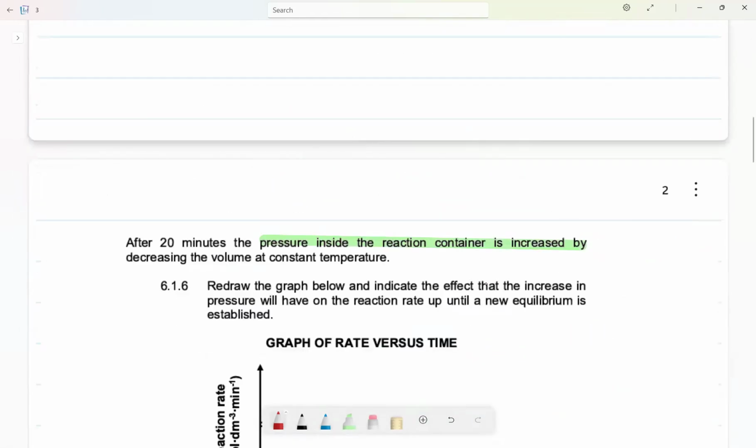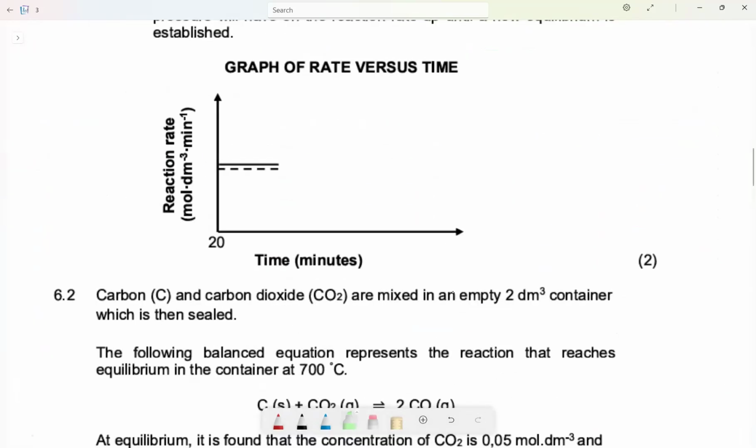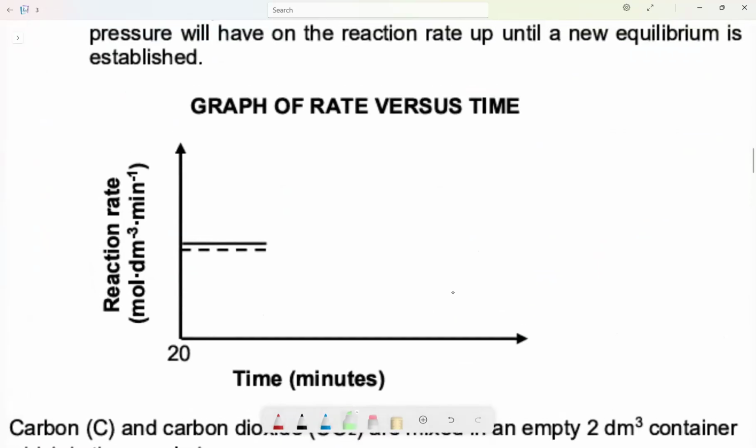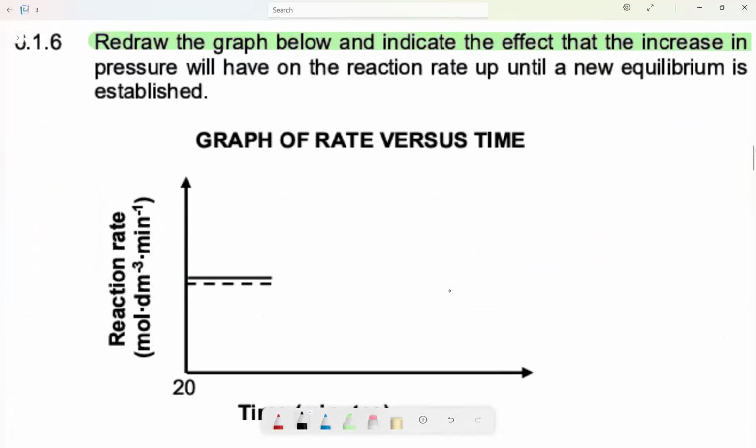Okay, let's see what they ask from us. Redraw the graph below and indicate the effect that the increase in pressure will have on the reaction rate until the new equilibrium is reached. First things first, when you draw, both of them will increase, but the one that is favored will increase the most. If there was a decrease, both of them would decrease, but the one that is favored will decrease less.